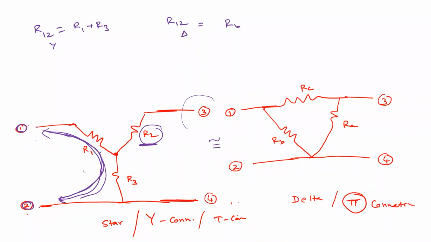So now come to this one. If we assume this is open circuited on the other side, then it is RC and RA. Those two are in series, and that is in parallel with RB, right? Clear? So this is correct, right?